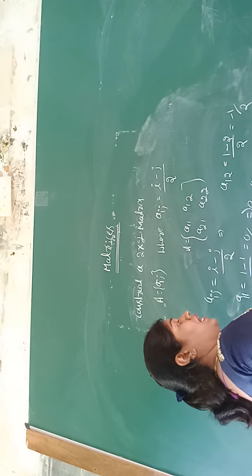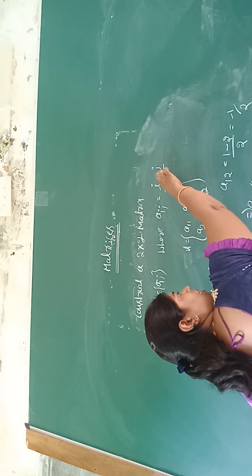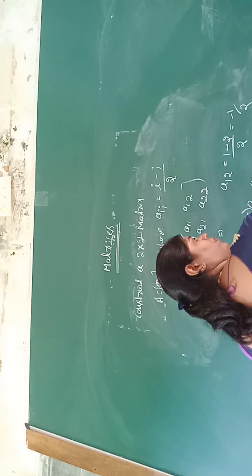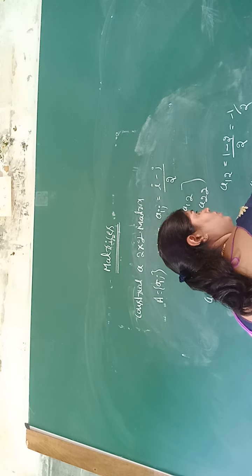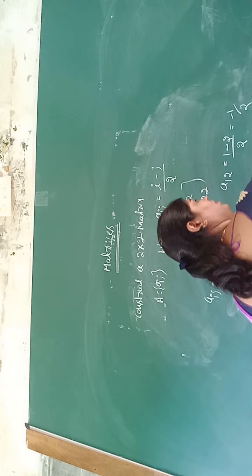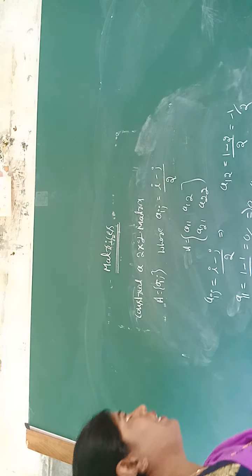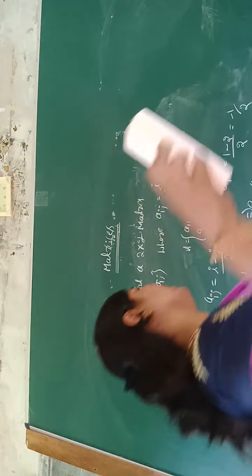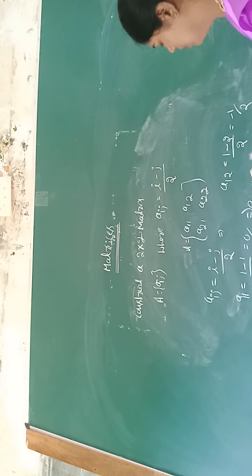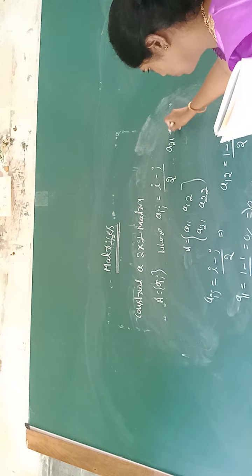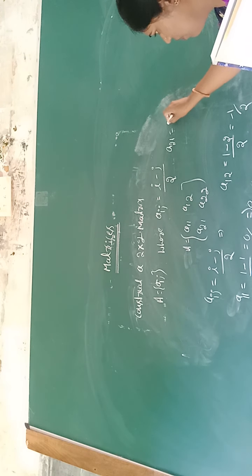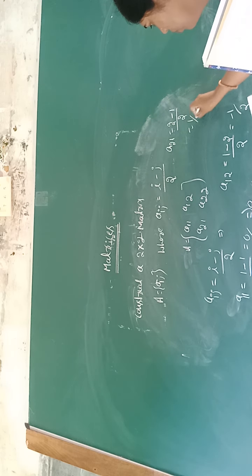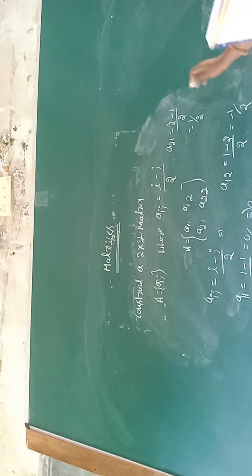A13, we don't need to write, because in the 2 cross 2 matrix we have only A12 and then A21. So A21, what is the i value? i value is 2 and j value is 1. So 2 minus 1 is 1, divided by 2. So the answer of A21 is 1 by 2.